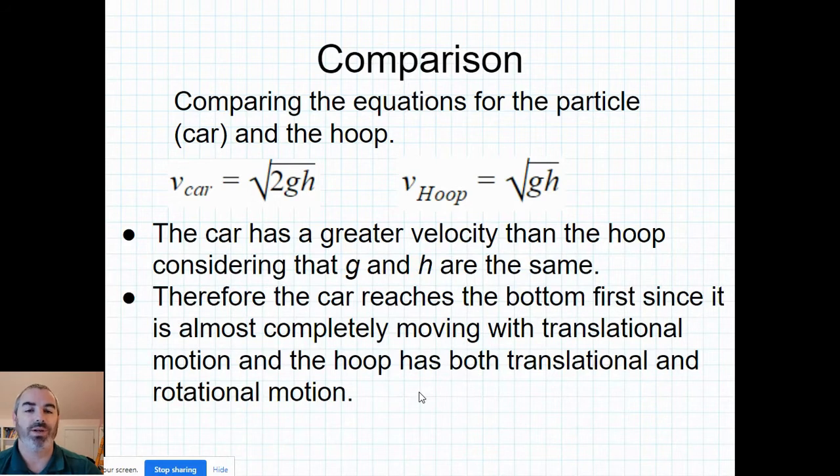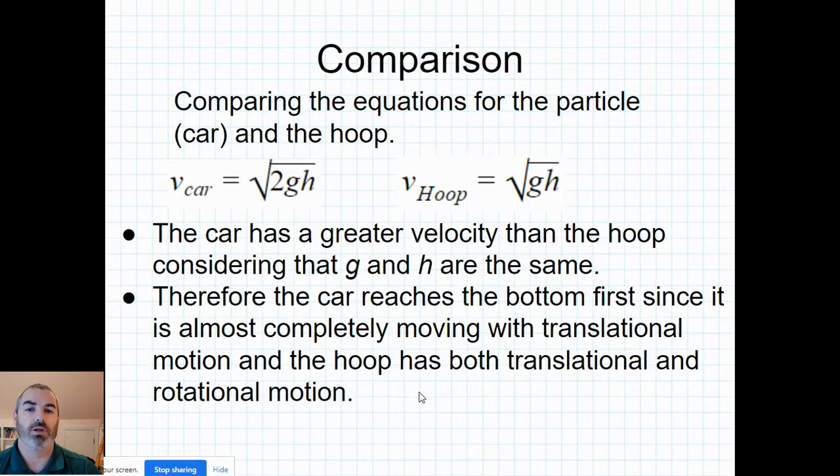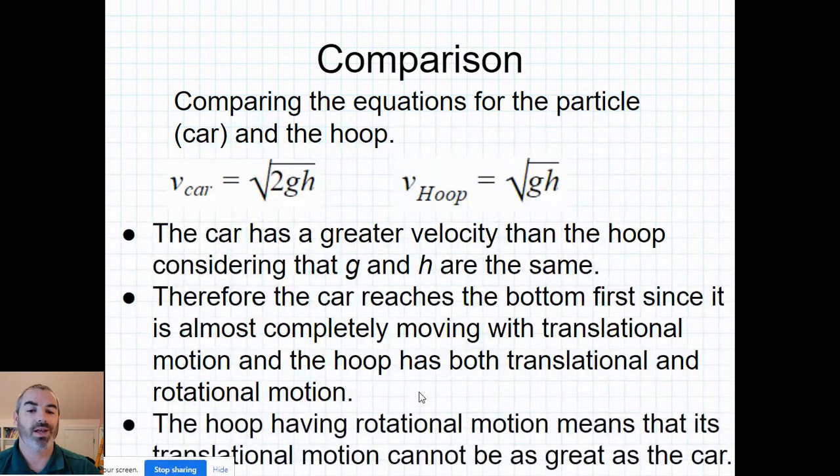I say completely because the tires are rotating, but the tires' mass is so small in comparison to the car in these particular lab carts that the rotational kinetic energy is basically zero. So with the hoop, it has both translational and rotational motion at the bottom. Therefore, the hoop having rotational motion means that the translational motion cannot be as great as the car.